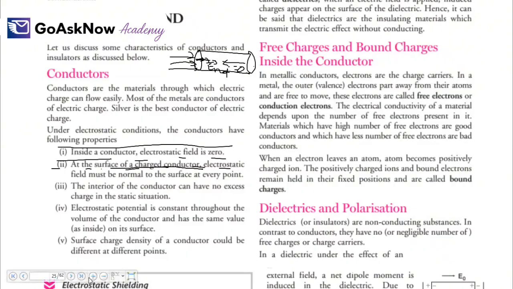Fifth property is that surface charge density of a conductor could be different at different points. This is also obvious, because if conductors are not uniform in their shape or size, the surface charge density can vary with the shape and size. If they are uniform, then your surface charge density is also uniform. So this we will see in some examples. I should clear the drawing here and then move forward.